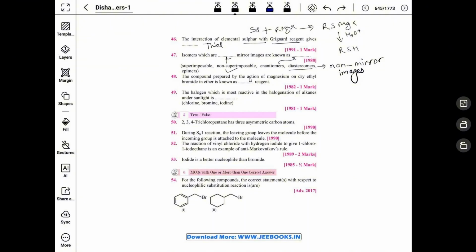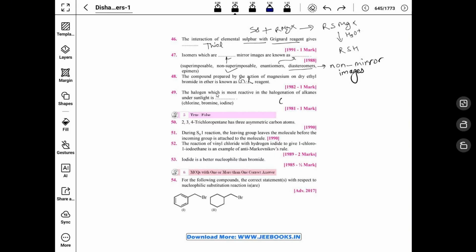Next, the compound prepared by the reaction of magnesium with ethyl bromide in ether is known as, so this is very simple, Grignard reagent. The halogen which is most reactive in the halogenation of alkanes under sunlight.